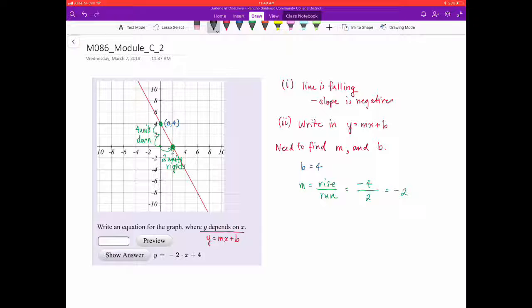Okay, let's put this all together. If y equals mx plus b, and I know that my slope and my y-intercept are -2 and 4 respectively, then I would get y equals -2x plus 4.